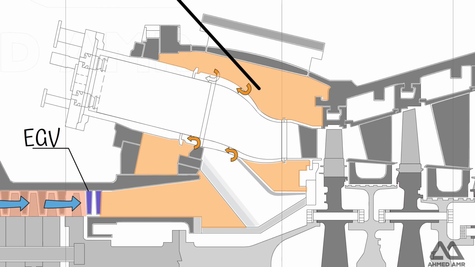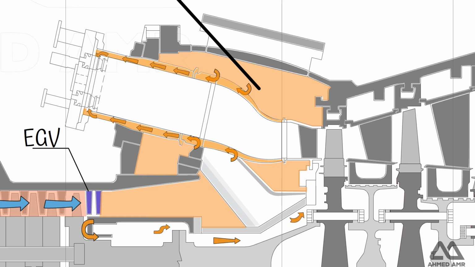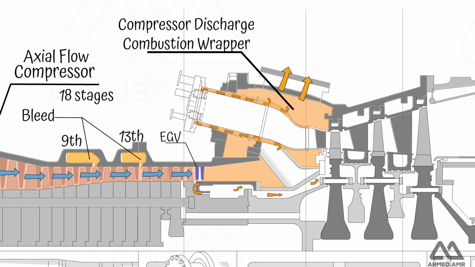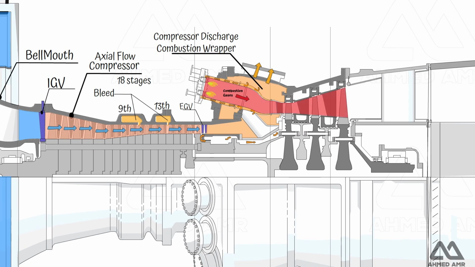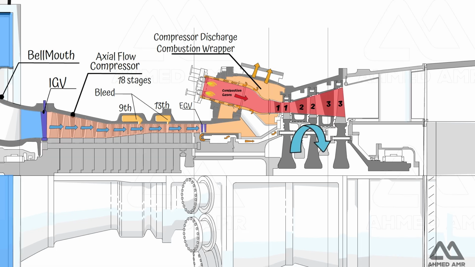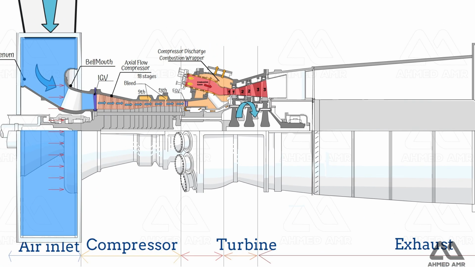Most of the air enters the combustion chambers in a reverse flow configuration, while another portion is used for cooling and sealing. The air entering the combustion chambers mixes with fuel and ignites. From this point on, we no longer call it air, it becomes combustion gases. These hot gases expand as they pass through the turbine stages, which, in this case, consist of 3 stages. During expansion, the gases lose thermal energy, and in return, they deliver mechanical energy in the form of shaft rotation.